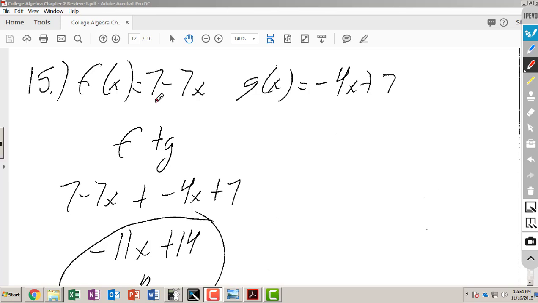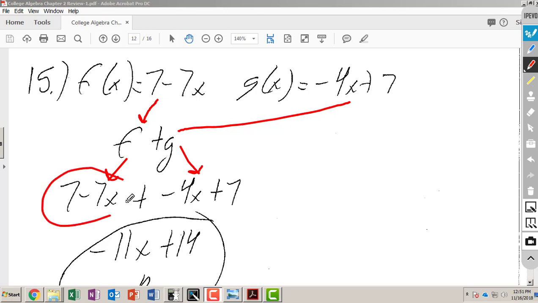So I've got f plus g. Here's my f equation, 7 minus 7x. Here's my g equation, which is negative 4x plus 7. I'm going to add those two equations together. So here's my f equation.